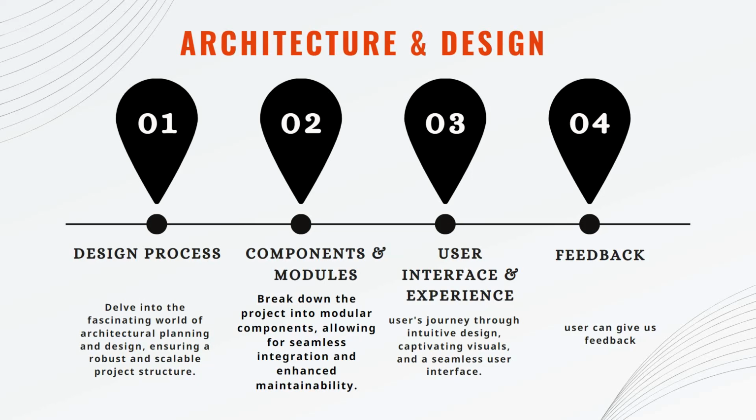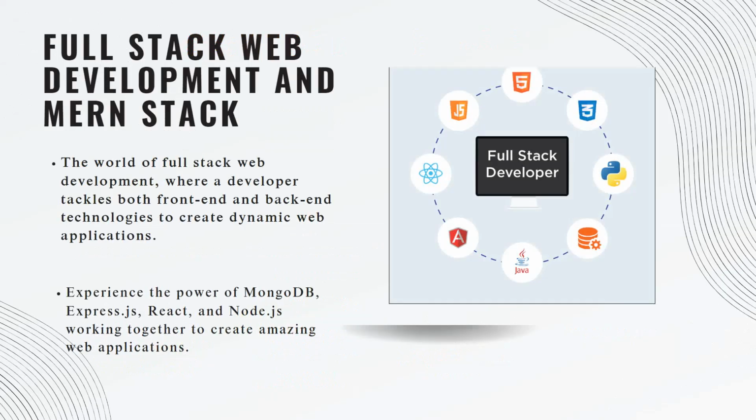Next, we are going to learn what we learned about full stack web development and MERN stack. In the world of full stack web development, a developer tackles the front end and back end also, where the technology is used to create dynamic web applications and mobile applications also. In full stack web development, we are using JS, Node.js, MongoDB, Python, Java, React, and Redux also.